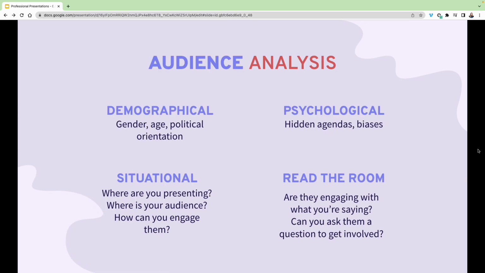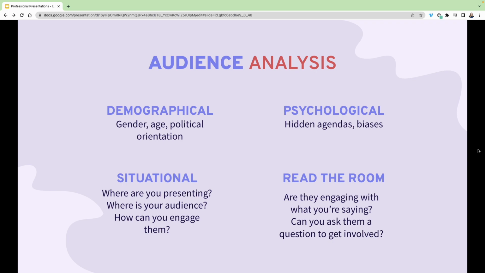So speaking of your audience, we're going to talk a little bit about the analysis of your audience. There are a few things to consider with your audience. The first is the demographical considerations. This could be gender, age, political orientation. This is important for you to understand who you're speaking to, because presenting to a group of 5-year-olds looks very different than a group of 20-year-olds, right?